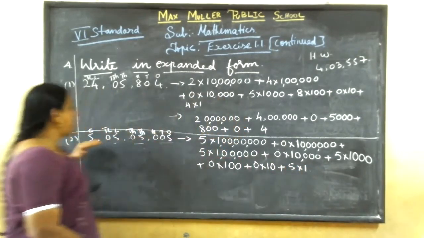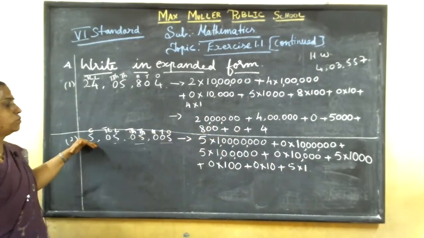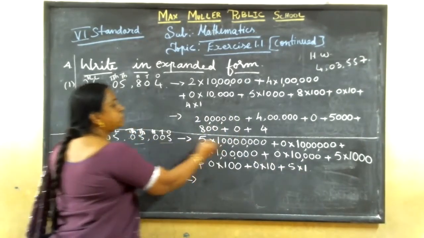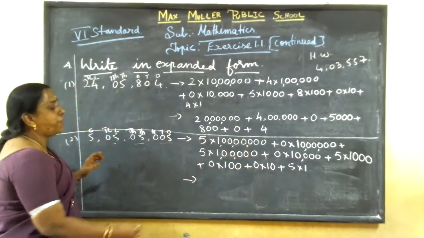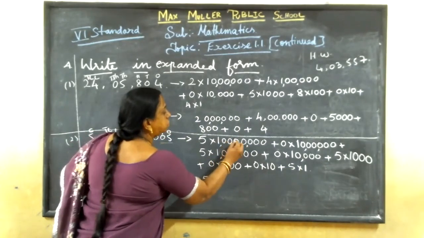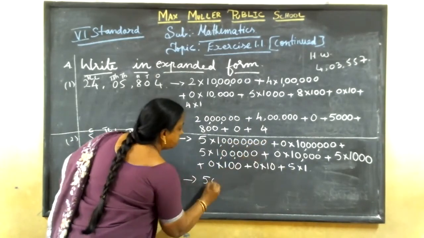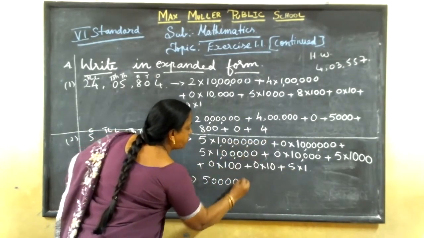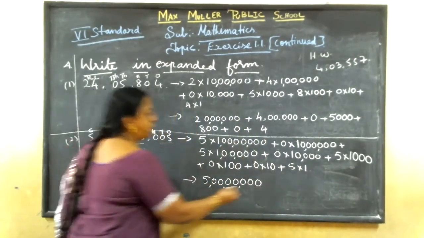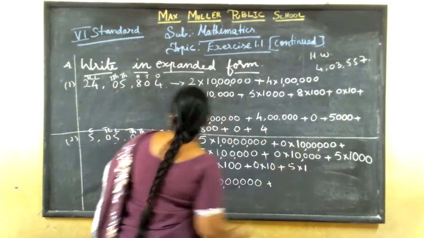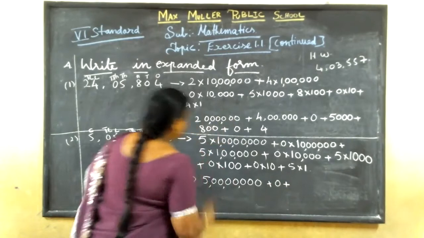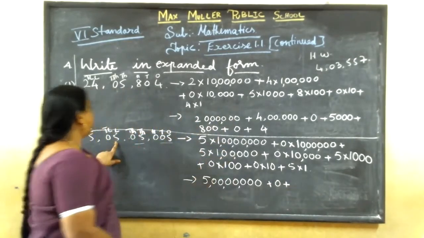You should start from the highest place. The highest place is crore. We finish one step. Next step, multiply and write. 5 into crore. 5 into crore, how much? 5 crore. So 5 followed by how many zeros? 1, 2, 3, 4, 5, 6, 7 zeros. So 5 crore, plus 0 into 10 lakh. So what is the answer? 0, plus here 5 into lakh.